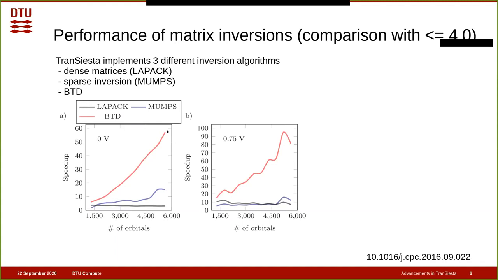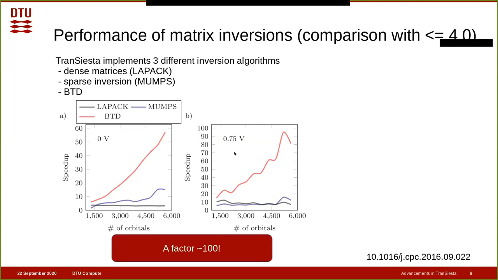Now here you will see that the sparse matrix MUMPS is not as efficient as the block tridiagonal version. In this case, the system is narrow, but in some cases, when you have a very wide system and not that long a system, MUMPS may provide a better performance, at least for the zero bias case. For the biased case, it's not particularly good for other reasons that I will not discuss here. So you can easily get a factor of 100 depending on the system you choose.